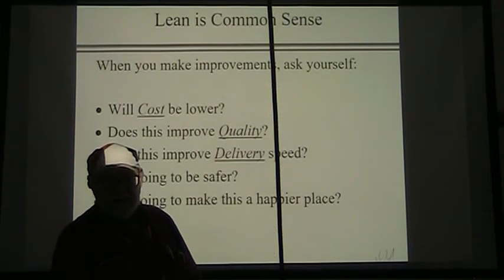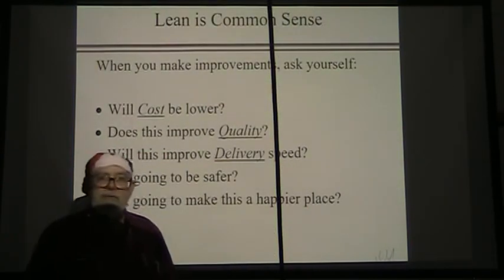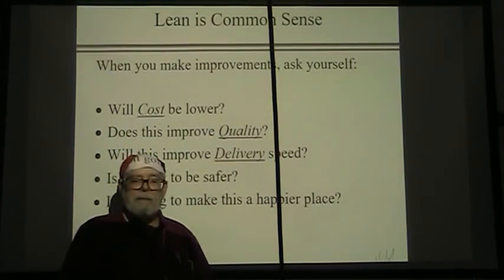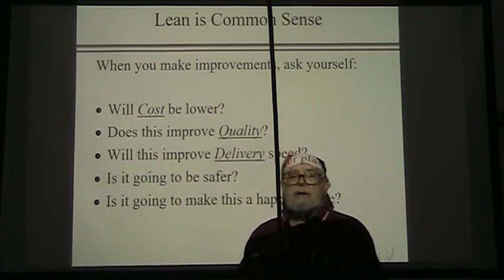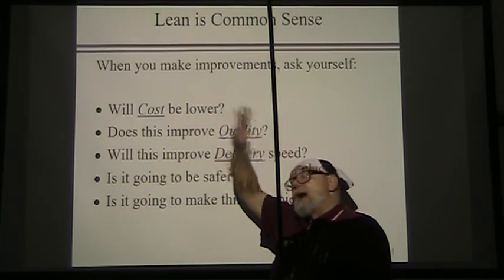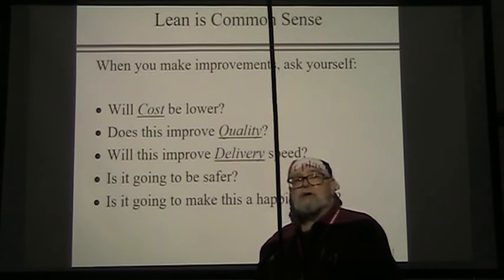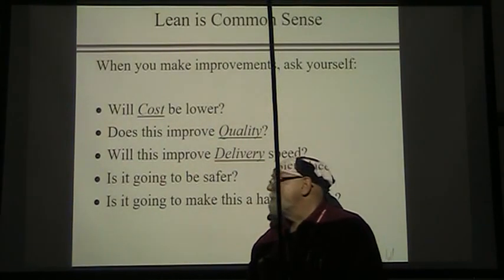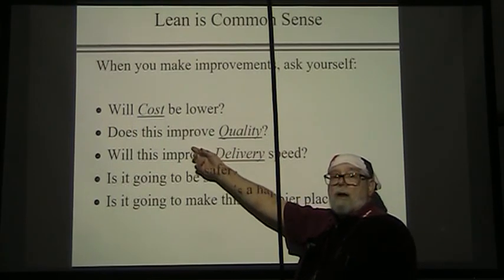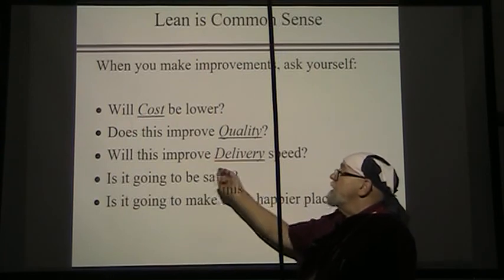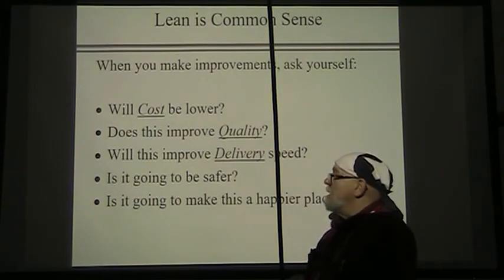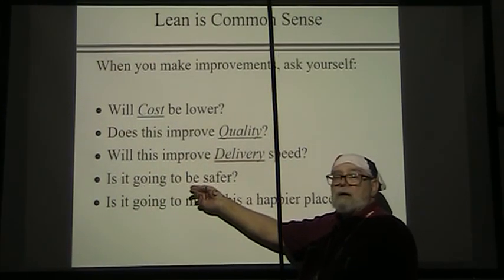Okay, so we skip that and we go to, look, a lot of Lean is common sense. When we're making these improvements, we want to ask, is our cost going to be lower? Right? If we add more steps, we add more complication, that ain't going to happen. Does this improve the quality of our product? Does this improve the delivery of our product? Is it going to be safer to work there when we're done?